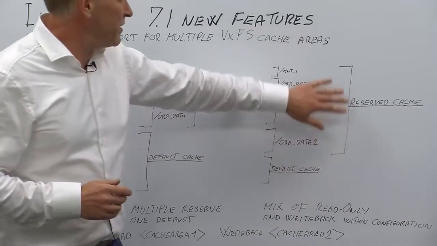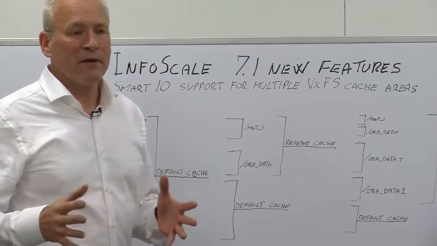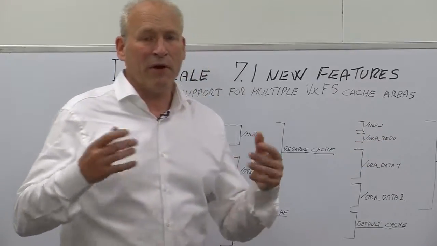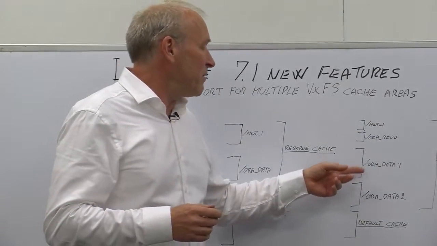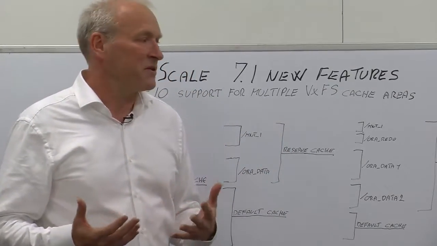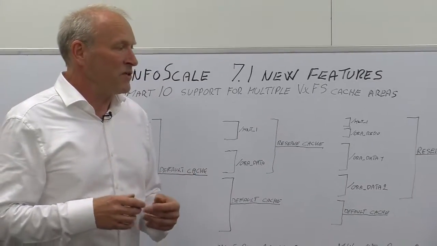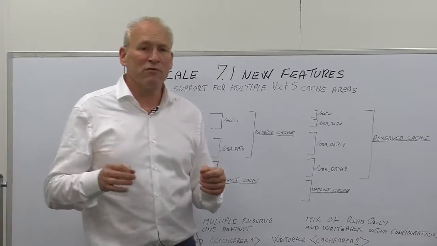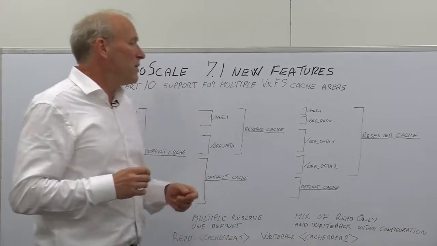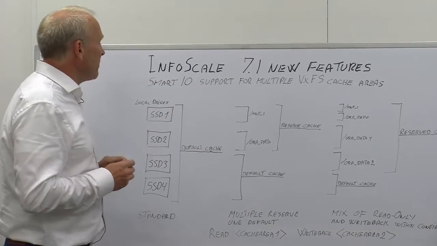So up here we see we have these four reserved cache areas, which can be read-only, write-back, or a mix of the two. OR_radio could be a write-back cache area, and then we can have OR_data 1 as read-only data, if that's the way the application is set up. When it comes to our cluster file system, we also added application caching granularity, so we support the SmartIO plugin for Oracle. So that's how we are using our new features for SmartIO.